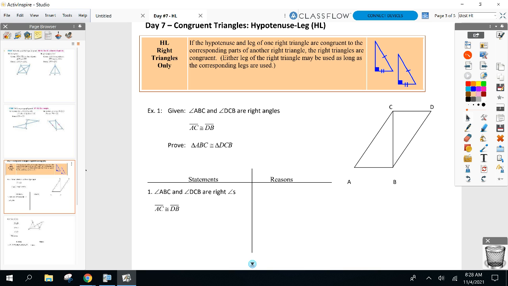The unit test is a week from Monday. I think I have the 15th down. Okay, that's still on course to go. That'll be your first grade of the second quarter.